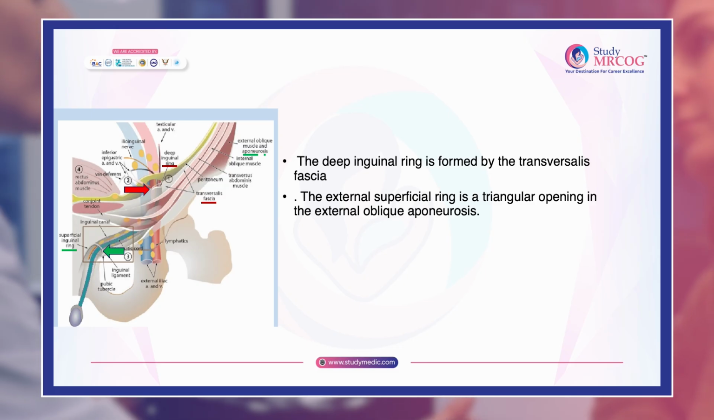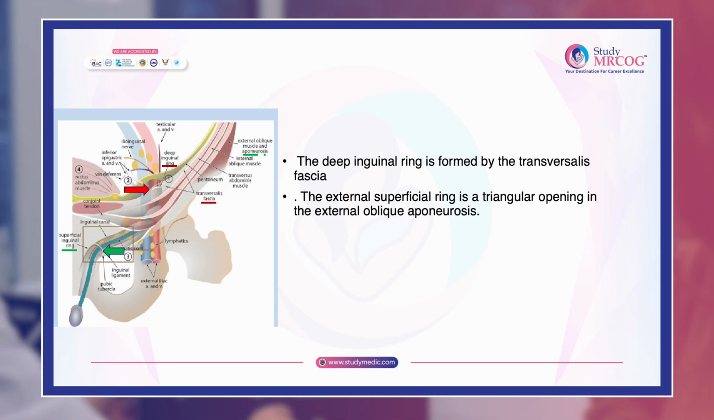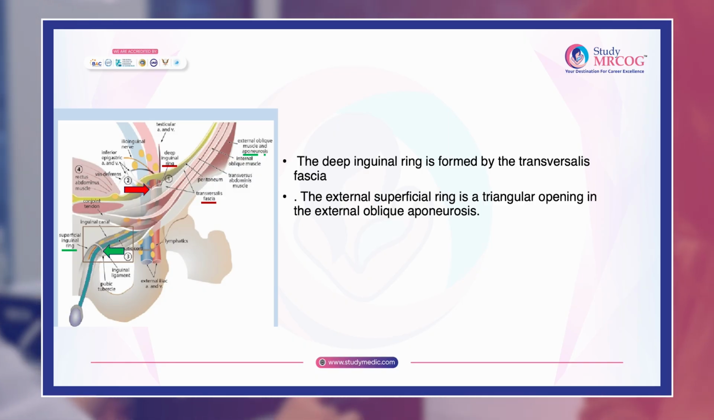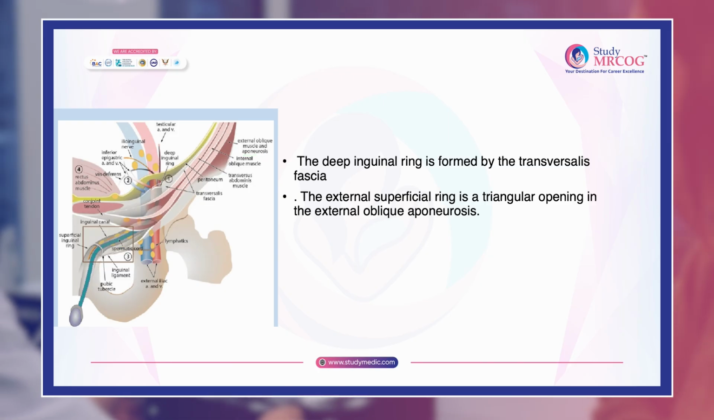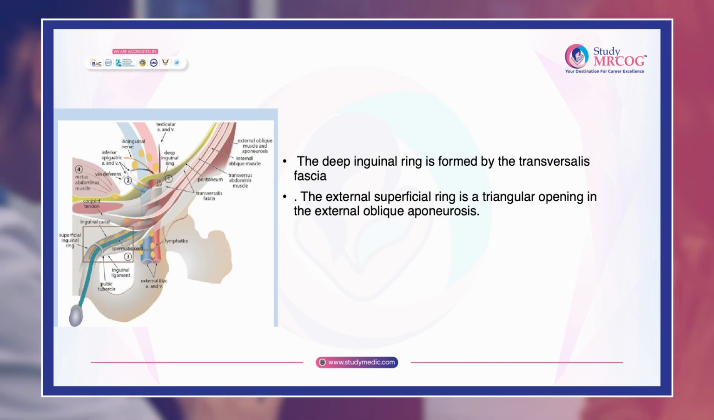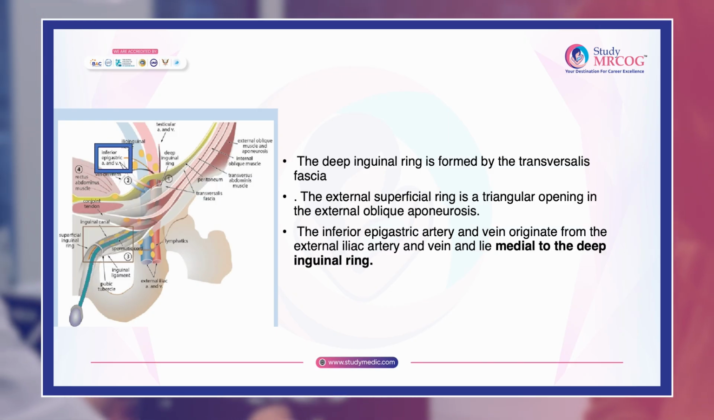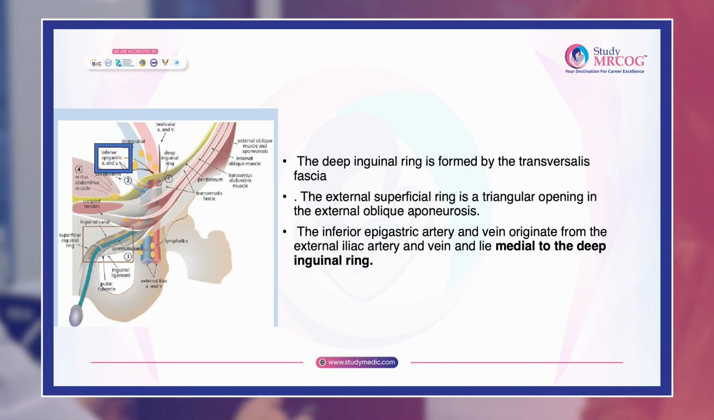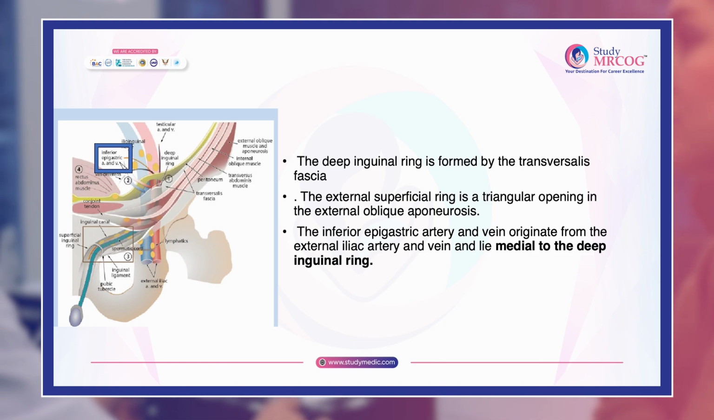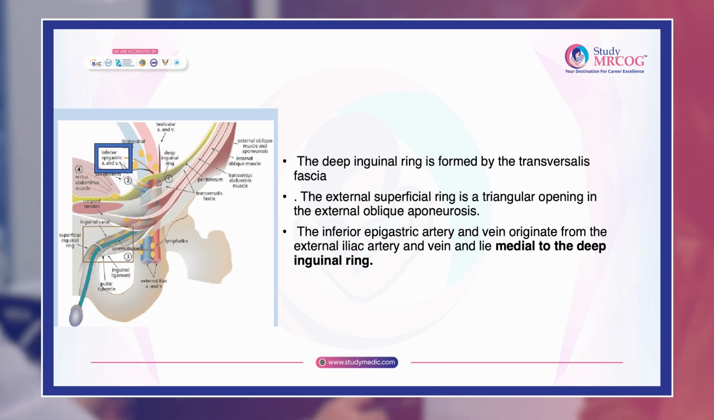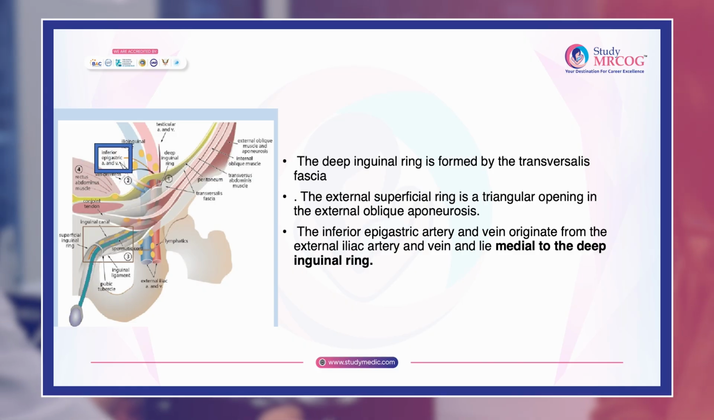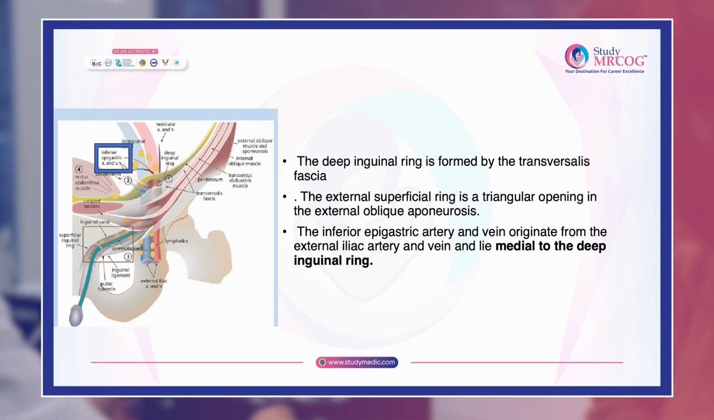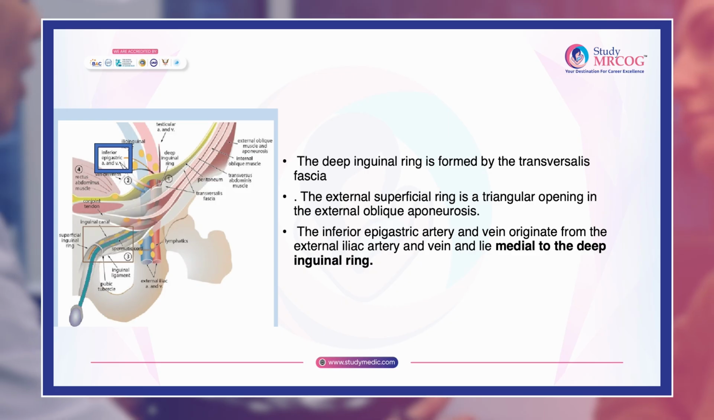The superficial inguinal ring is a triangular opening in the external oblique aponeurosis, and it lies above and medial to the pubic tubercle. The relationship to the inferior epigastric vessels is key for differentiating various hernia types, and the inferior epigastric artery is derived from the external iliac artery, and the vein is from the external iliac vein. It is important to note that these vessels lie medial to the deep inguinal ring, or the deep inguinal ring lies lateral to these vessels.